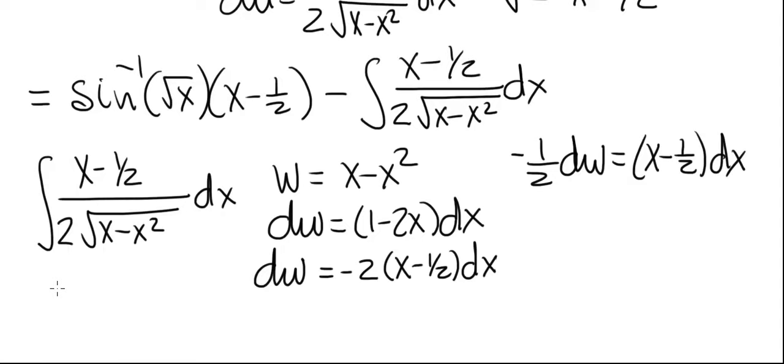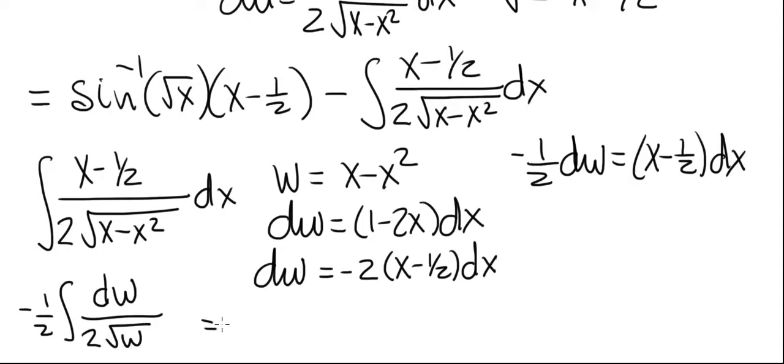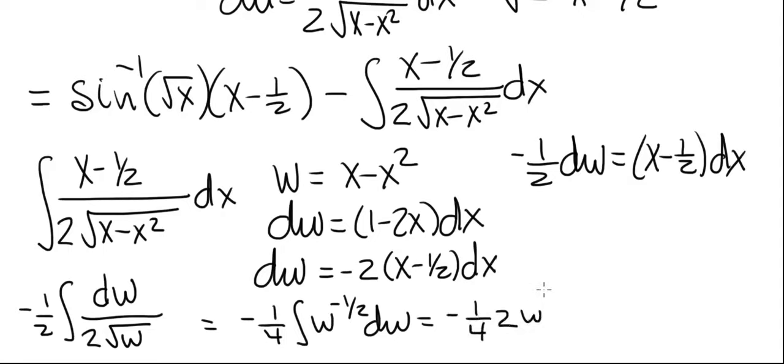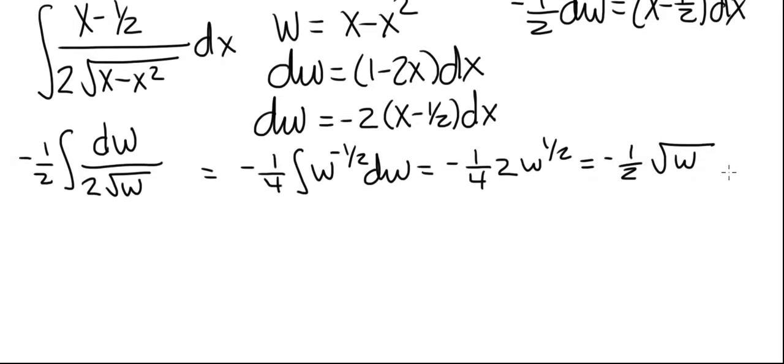So in this integral we have the numerator, x minus 1/2 dx, that's minus 1/2 times dw. In the denominator, we have 2 square root of w. And this is equal to minus 1/4 times the integral of w to the minus 1/2 dw, which is minus 1/4 times 2 w to the 1/2, which is equal to minus 1/2 times square root of w. And let's change this back to variable x. This is equal to minus 1/2 times square root of x minus x squared.